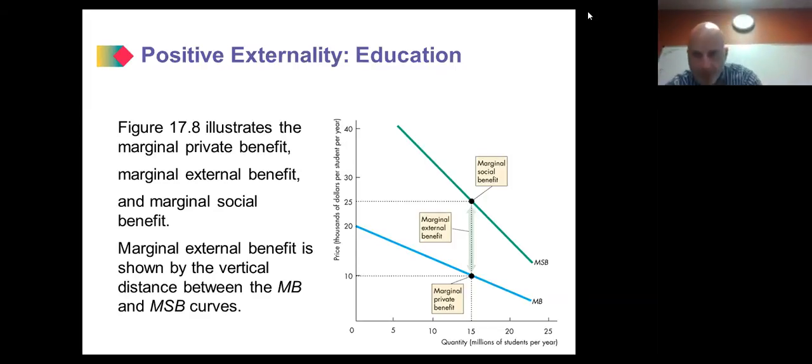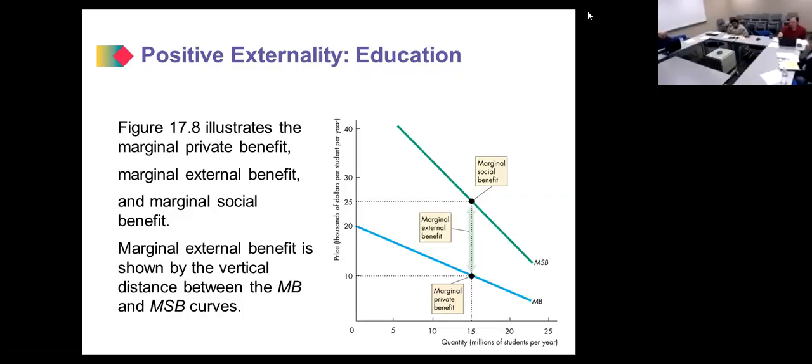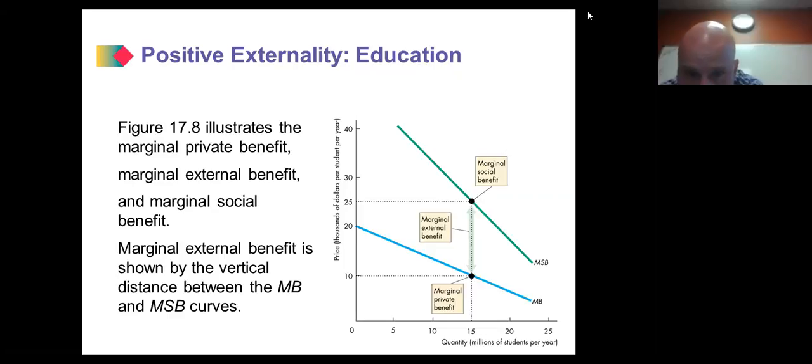All right. What's happening at 15 million students? If 15 million students attend college, what do we get? Marginal social benefit. The marginal social benefit is equal to what? Private benefit. Well, I'm asking for a quantity. 15. When 15 million students attend college, the marginal private benefit is equal to what dollar amount? $25,000. The marginal private is 10. You just listened to my question. So when 15 million students attend college, the marginal private benefit is $10,000 per student.